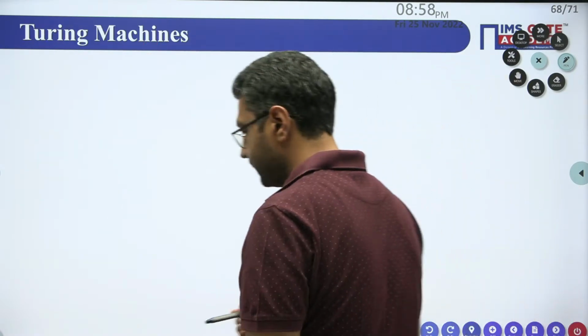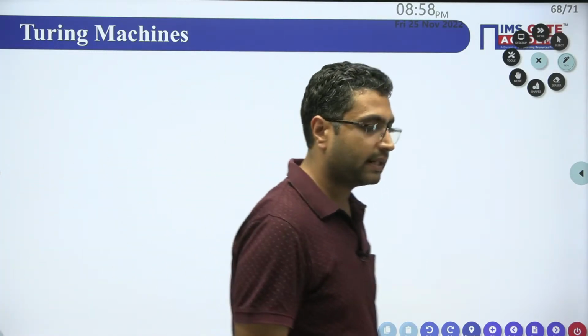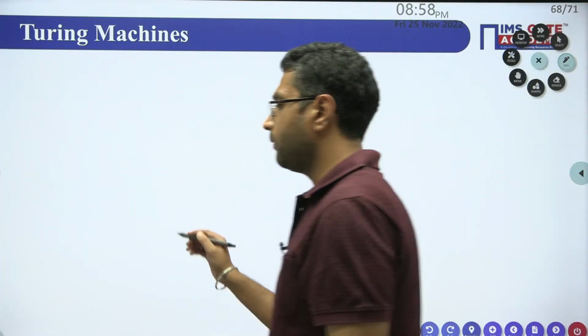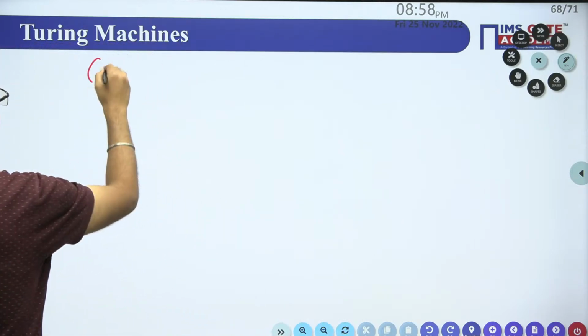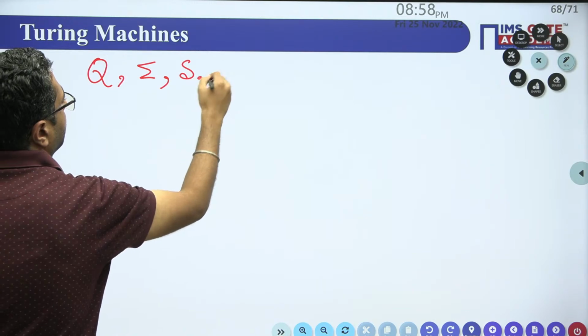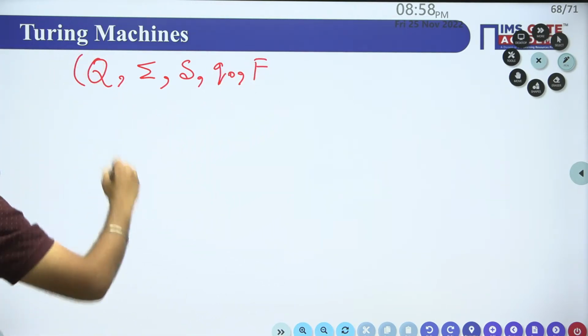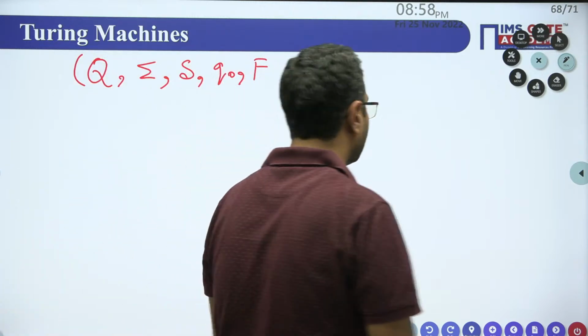So Turing machines, again let us define the delta, the tuple. The tuple is a 7 tuple. What do we have in Turing machines? We have Q, sigma, delta, Q naught, F.